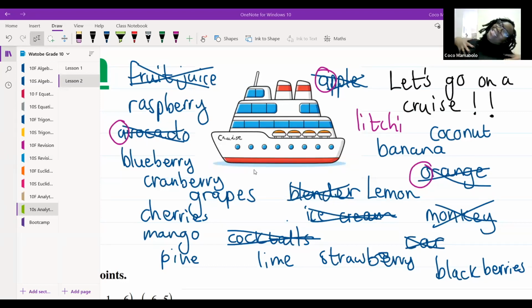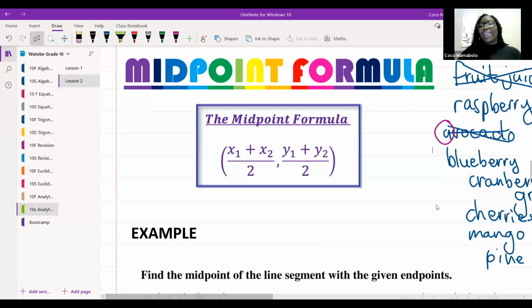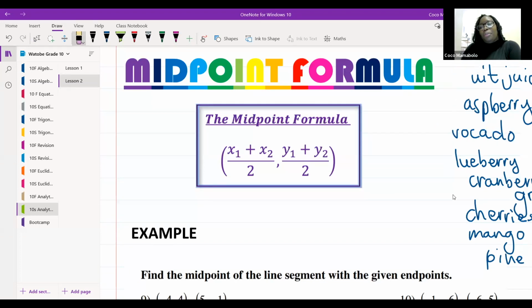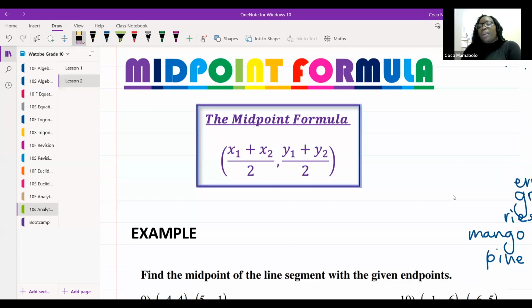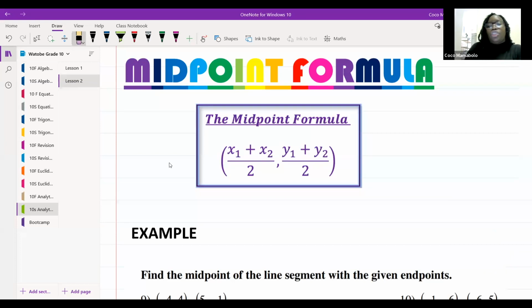All right, guys, let's stretch. Let's get back into it. Okay, so today we're actually learning about the midpoint formula. We're going to learn how the midpoint formula is actually put together on a Cartesian plane.